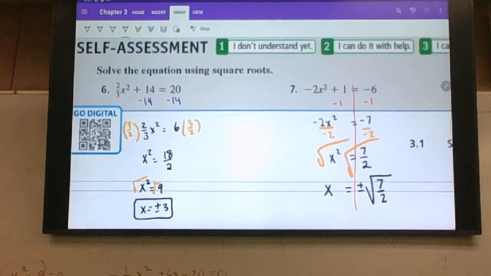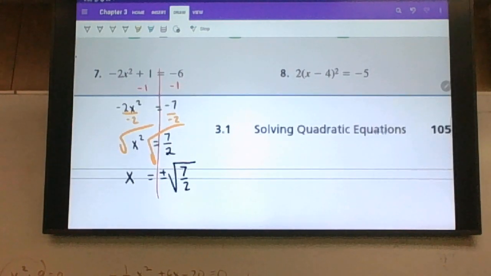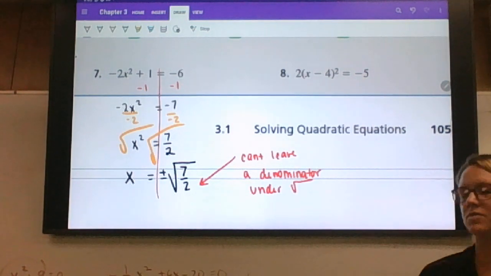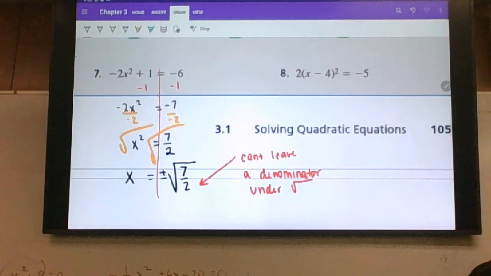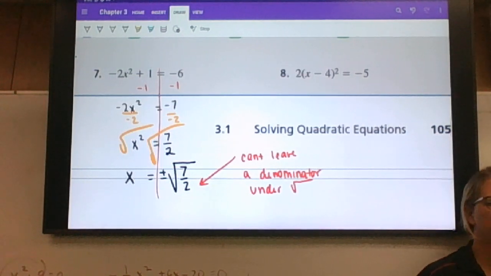No, you can't. There's a rule. There's like an unspoken rule here that if no one ever told you about it, you wouldn't know. You can't leave a denominator under a square root bar. The reason you can't is because the square root of 2 is called an irrational number. It's a decimal that goes on forever. It never repeats. It goes on to infinity. Like the square root of 2, we can't even write it. We have to keep it in its perfect form.